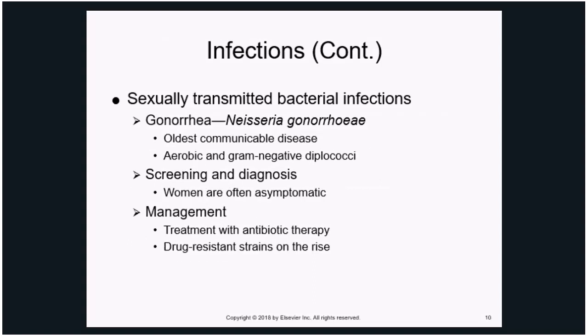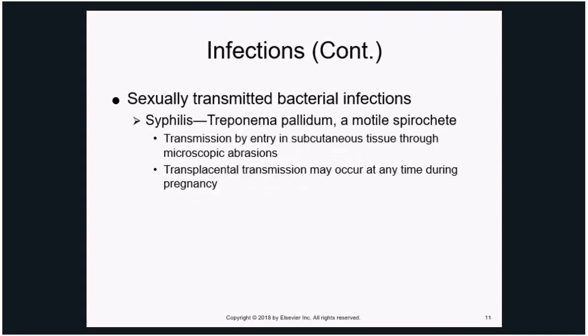Gonorrhea is the oldest communicable disease. It is an aerobic, gram-negative diplococcus. There are forms of gonorrhea that are harder to treat now, probably because it has been around for so long and because of the medication that has been given, so drug-resistant strains are on the rise. Women are often asymptomatic, and the management is antibiotic therapy. Like I said, drug-resistant strains are on the rise. Sexually transmitted bacterial infections continued.